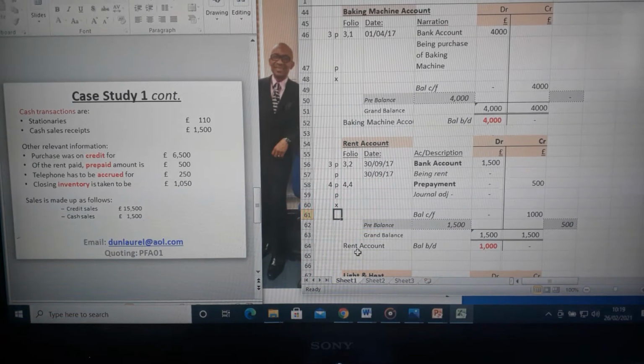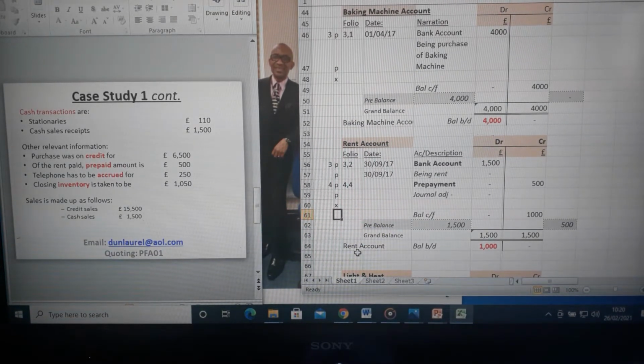Otherwise, if we don't do that, we will inflate. If we don't debit telephone with the services we've used that we have to pay eventually, we'll be shortchanging ourselves by overinflating our income and profit, and then we'll be paying more tax than we should be paying.